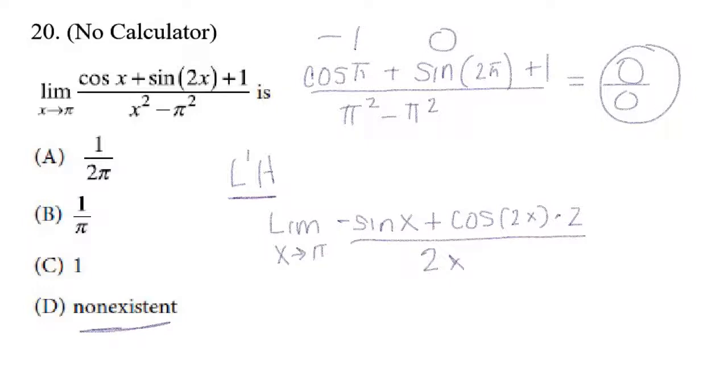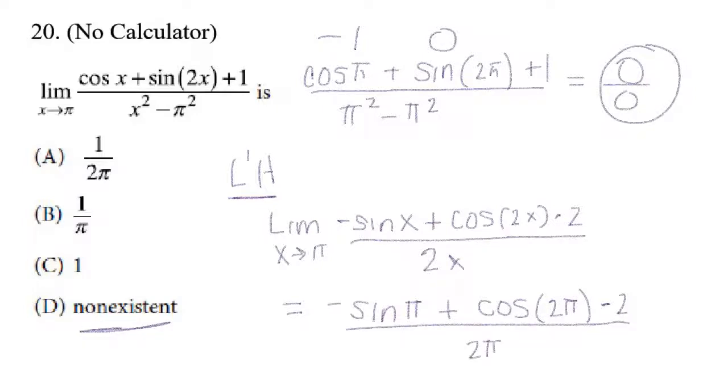Now we go back and we reevaluate. So here I would have negative sine of pi plus cosine of 2 pi minus 2, and all of that is over 2 pi. So let's see if we can go through and reduce this sum and see what we get. Well, sine of pi, that's going to be 0 again. Cosine of 2 pi is going to be positive 1. And so when we start working out, we've got 0 plus 1 times 2. So I'm going to have 2 over 2 pi. Well, 2 over 2 pi, that's going to reduce to 1 over pi.